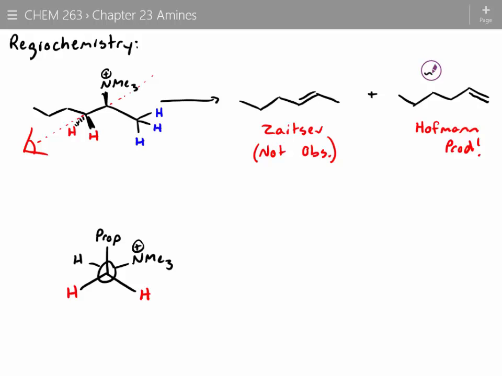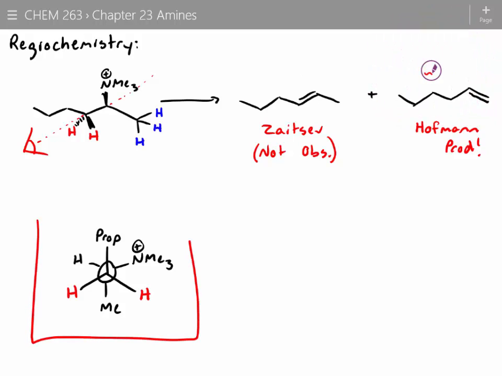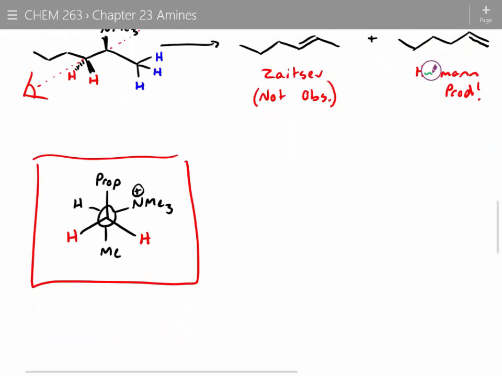And then below it, we've got a methyl group. All right, so let's take a look at it. Which proton is anticoplanar to our leaving group? The one on the left or the right? So we could look at this and we could say this is anticoplanar.